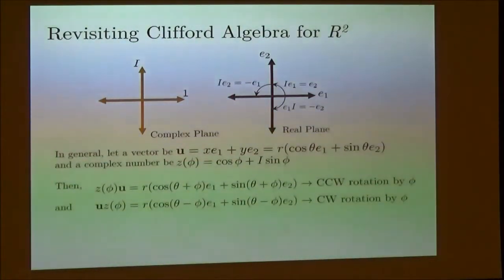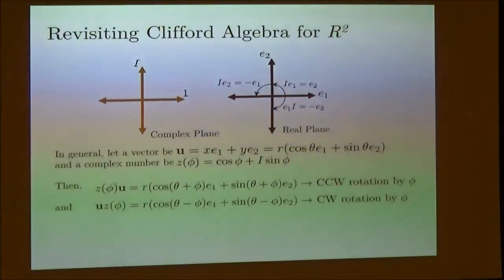So now what we're doing is, we are splitting the Clifford algebra of R2 into two spaces. One is the space where we have basis vectors 1 and I. The other is where we have e1 and e2. So there are only 4 of those. So we have a complex plane, and we have a real plane. Now, any element in the real plane will serve as an operand for the operator that's in the complex plane.